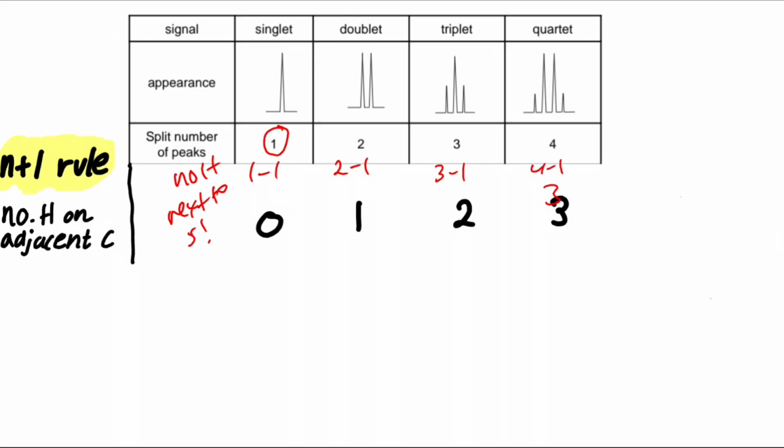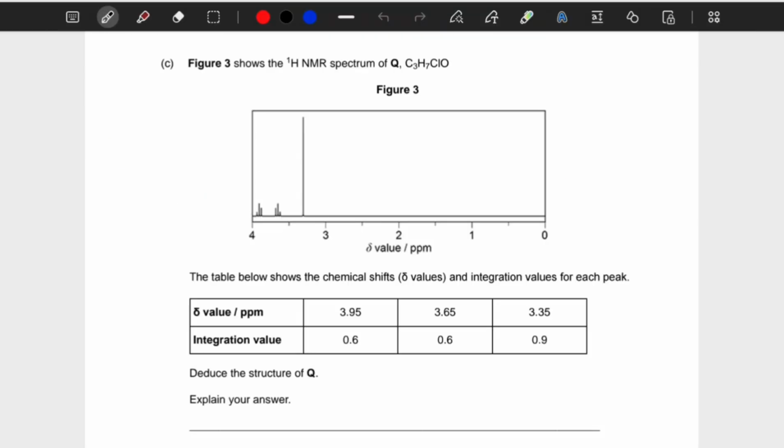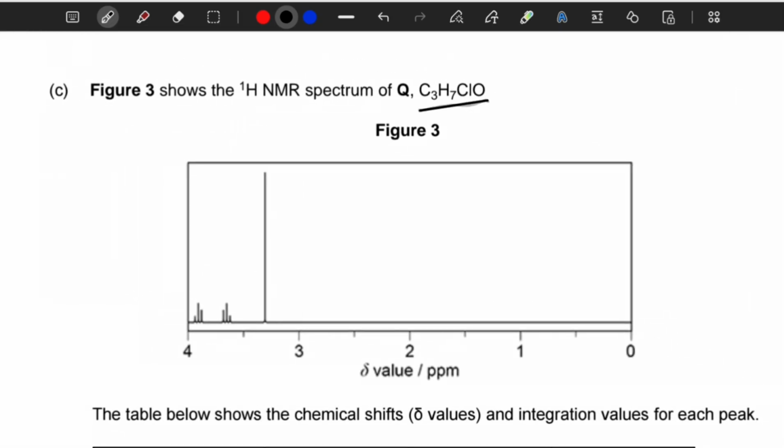Okay guys, so now we're going to do an exam question and I will show you an example. Let's get into our question. You can pause the video if you want to do these questions, but I'm just going to go through them. Okay, so we have C3H7ClO.